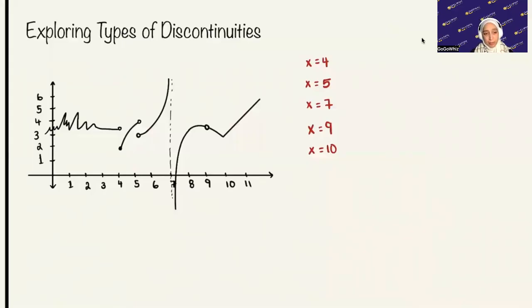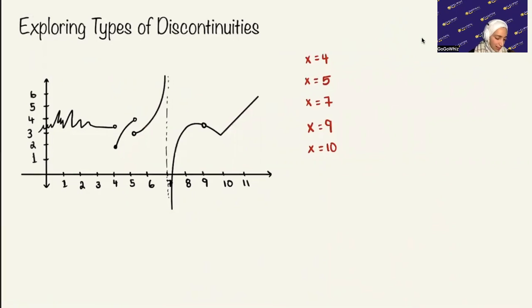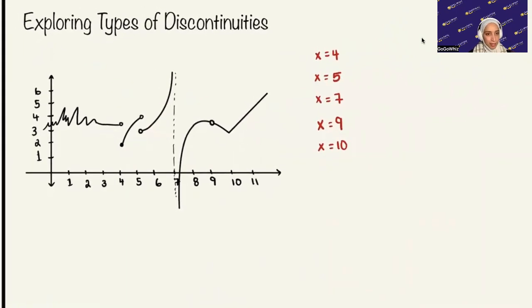Hi everyone. Now we talked about discontinuities before, we kind of highlighted what it is, but now let's focus on the types of discontinuities that we can have. So if we look at this graph over here, we can tell that at x is equal to 4, there's a discontinuity.